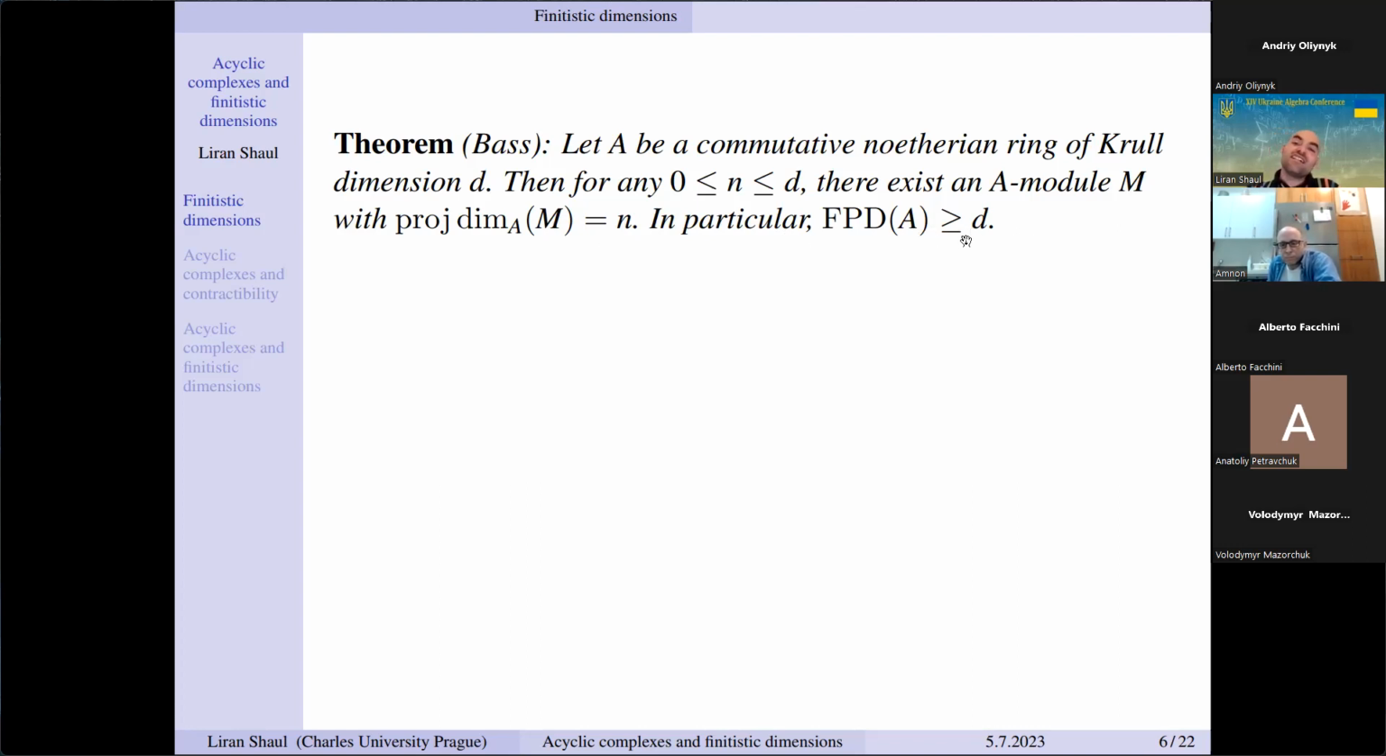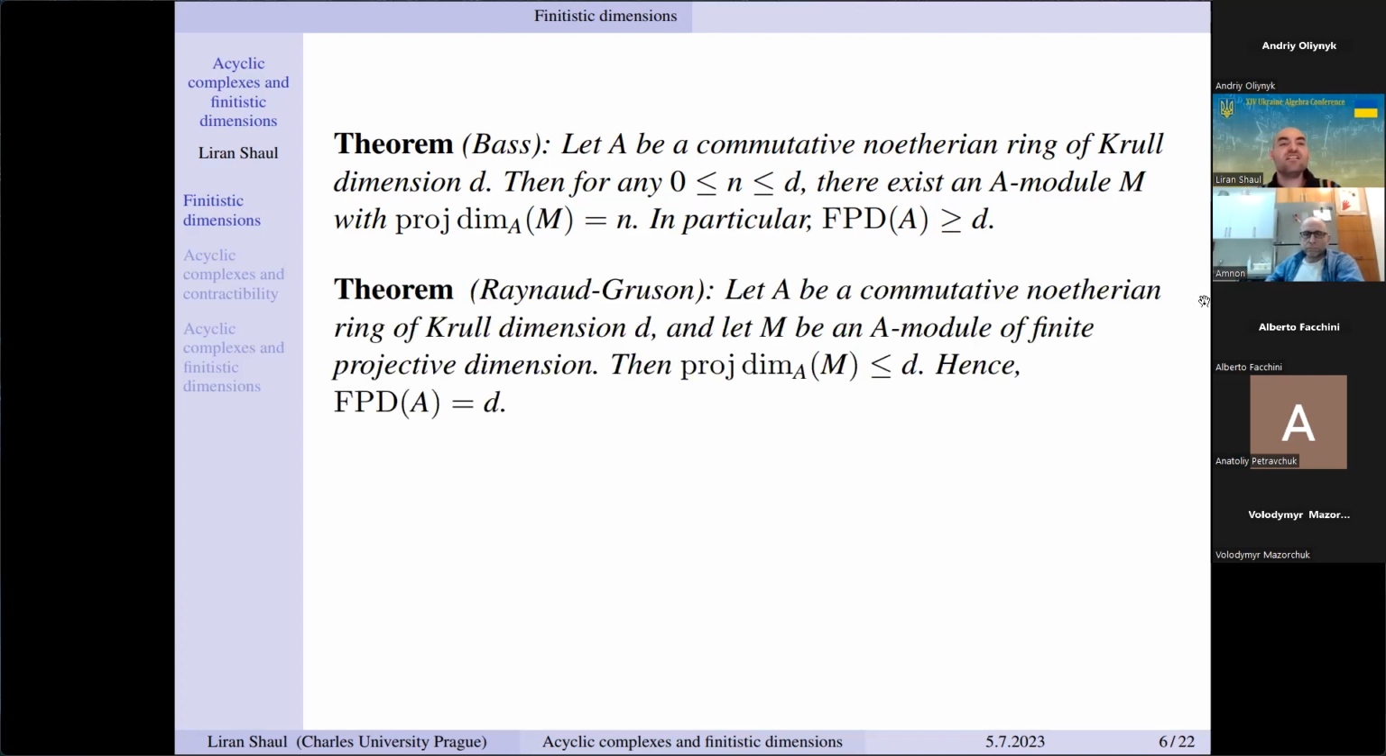For a while, this is what was known, for about, I think, 15 years, and it was conjectured that the converse holds as well. Indeed, in a beautiful and very deep paper from, I think, 1971, published in Inventiones, Raynaud and Gruson showed that the converse holds, namely, if you have a commutative Noetherian ring of a given Krull dimension, any module of finite projective dimension has projective dimension at most the Krull dimension. So if we combine these two results, we see that the finitistic projective dimension of a commutative Noetherian ring is simply its Krull dimension.